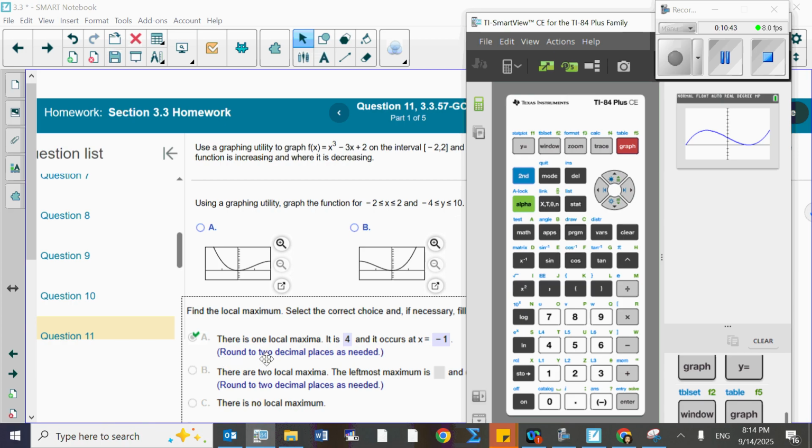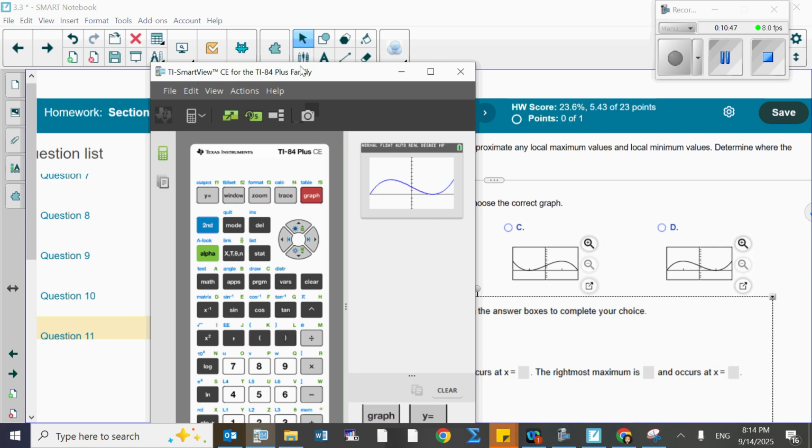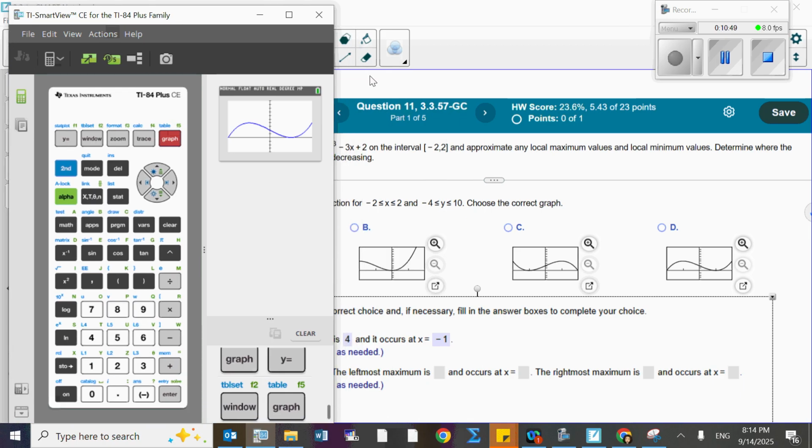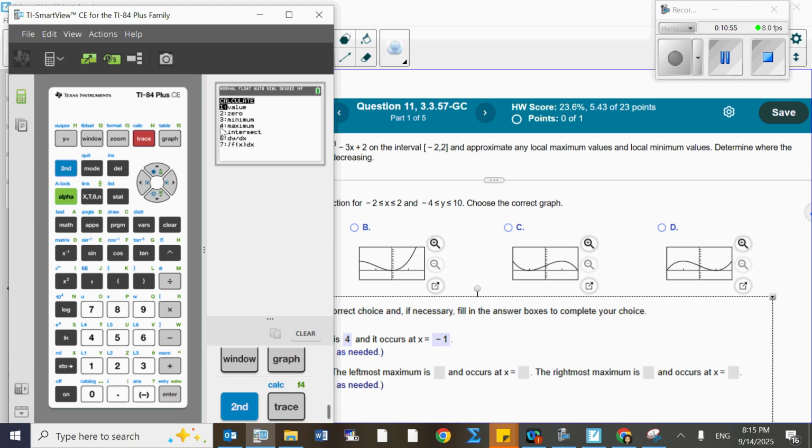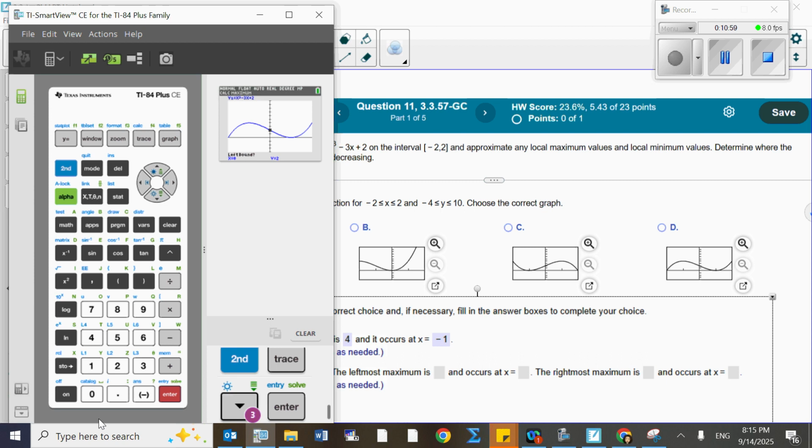So we need to find the local maximum. Here I'm going to find the local maximum. I'm going to go second trace, and number 4 is maximum. So press enter here. Now it's asking what is your left bound.